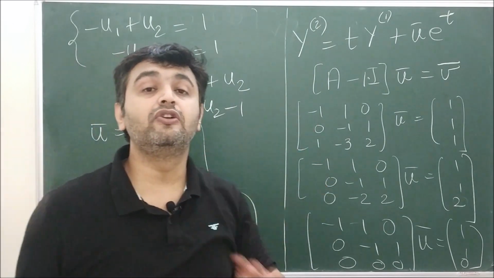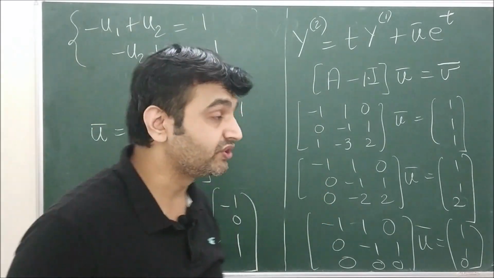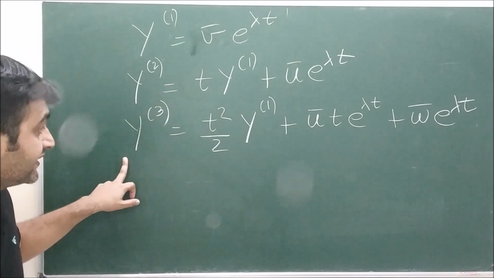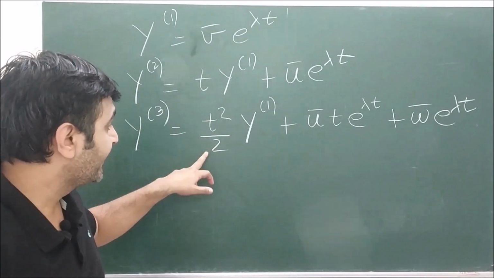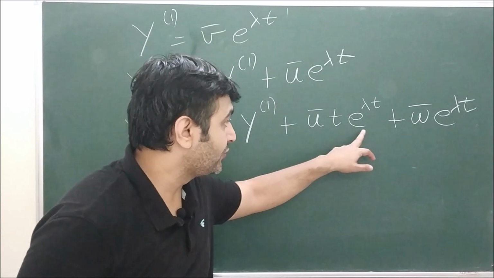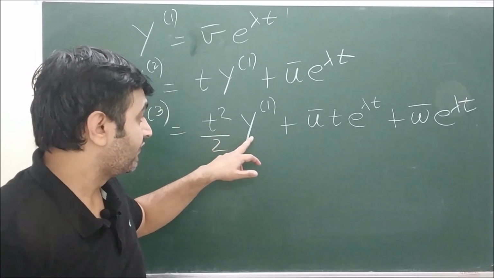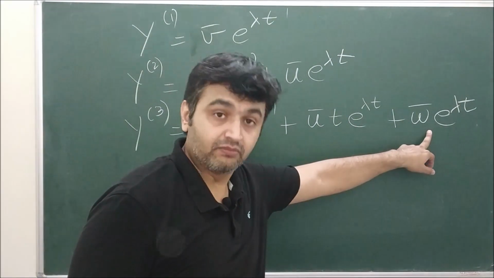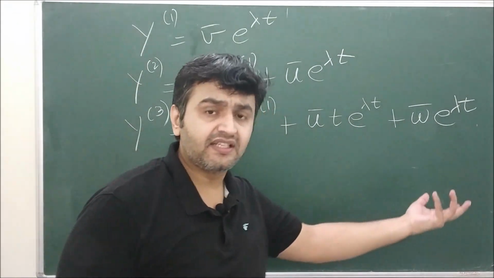Now the question is, how will you find the third linearly independent solution? And the answer to that is this. This is your y3. So what you do is, you do t square by 2 into y1 plus u bar t into e raised to lambda t. y1 we already have, u bar we got from here. Now you add one more term, which is nothing but w bar, which is again a generalized eigenvector.